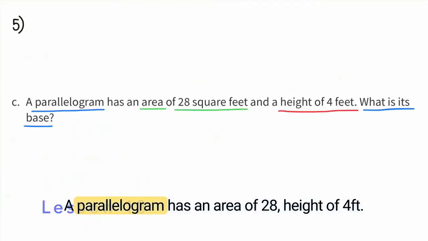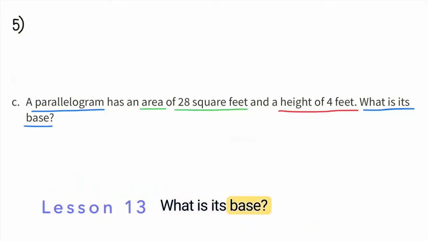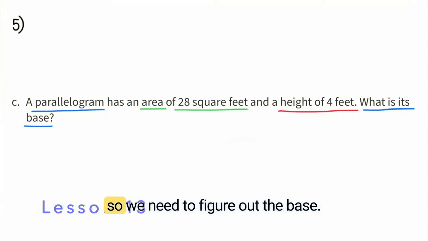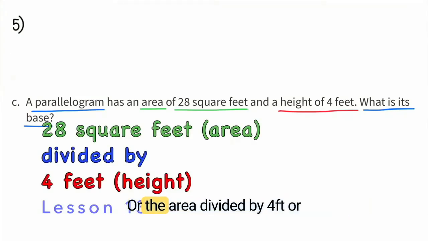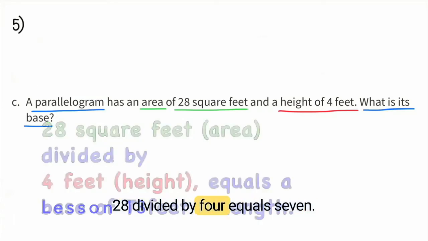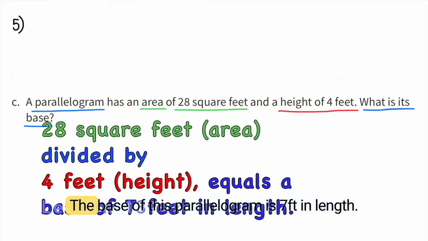C. A parallelogram has an area of 28 square feet and a height of 4 feet. What is its base? So now they've given us the area and the height, so we need to figure out the base. 28 square feet, or the area, divided by 4 feet, or the height, will give us the base. 28 divided by 4 equals 7. The base of this parallelogram is 7 feet in length.